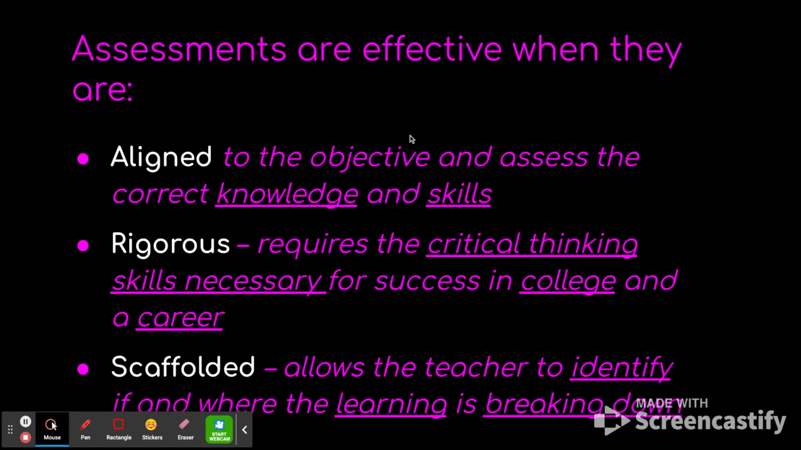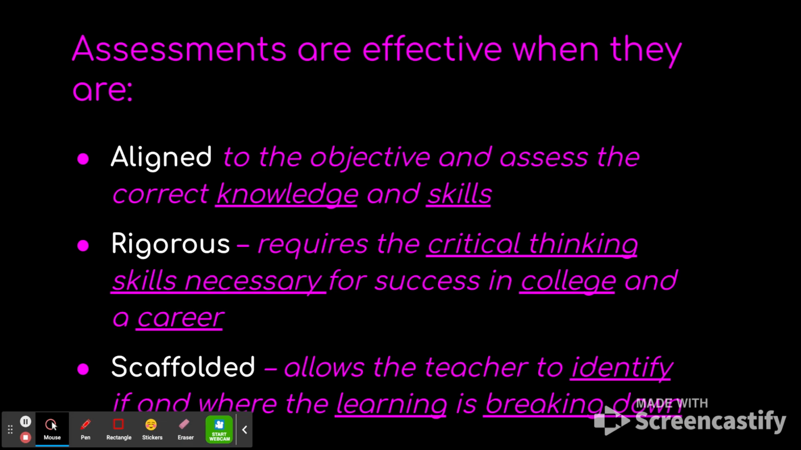Assessments are effective when they are aligned to the objective. The text talks about objectives and different terms that we can use in place of objective. We want to assess the current knowledge and skills that are coming from the TEKS. It's also rigorous based on the TEKS. It requires the critical thinking necessary for success in college and a career. And then we also want our assessments to be scaffolded, which allows the teacher to identify if and where the learning is breaking down.